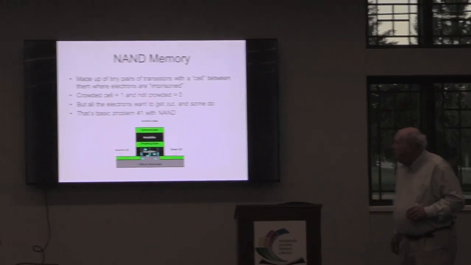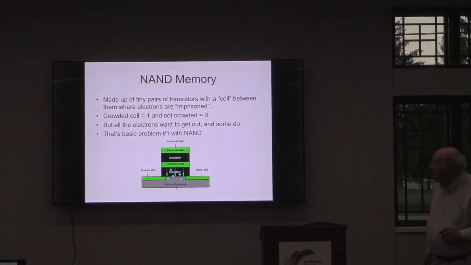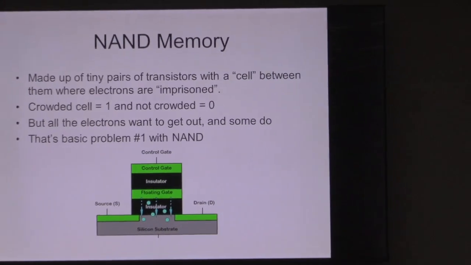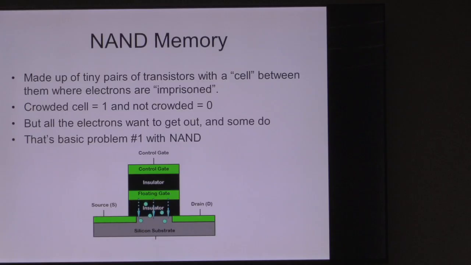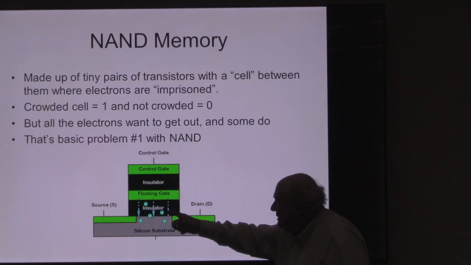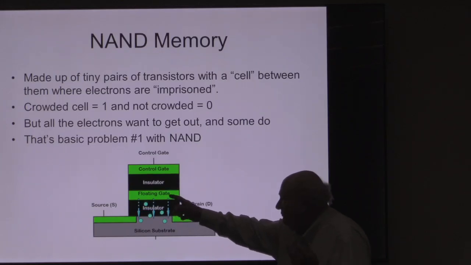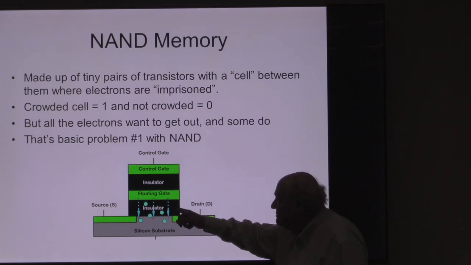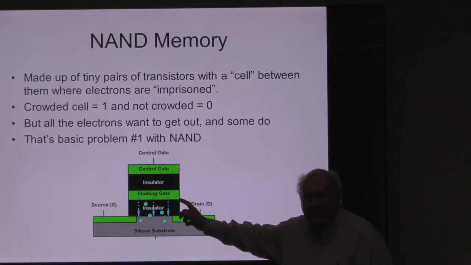What is NAND memory actually physically made of? It's made up of a tiny pair of transistors that really have a cell in between the two transistors. The two transistors are trapping electrons in a cell. This is what it looks like physically. There's an insulator above and an insulator below, and I call it a floating gate. It's just a place where you can push electrons and they can't get out. It's insulated there and it's insulated there. So once you push them in there, they're supposed to stay there.